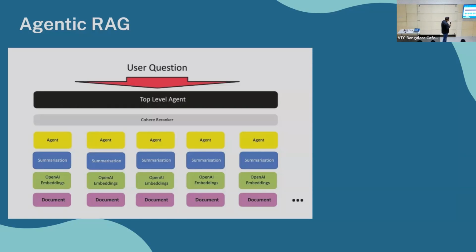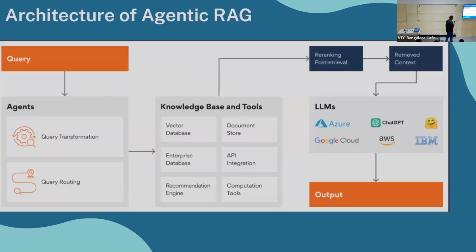And if you see in this, we don't use LLMs. We have agents which may converse with each other, or you may even have one agent, or you may even have multiple agents, depending upon how complex your use case is. So this is the architecture of the AgenticRAG.